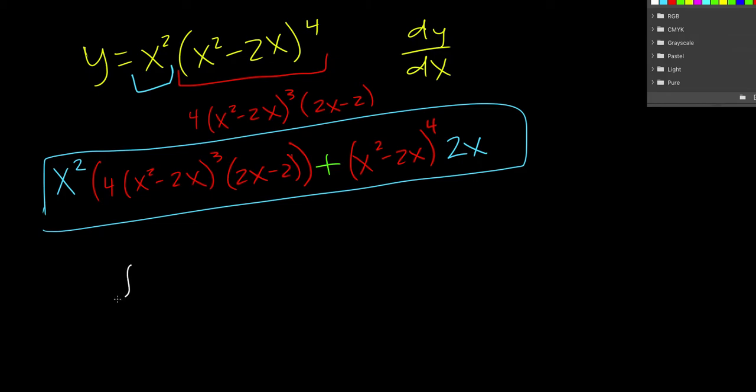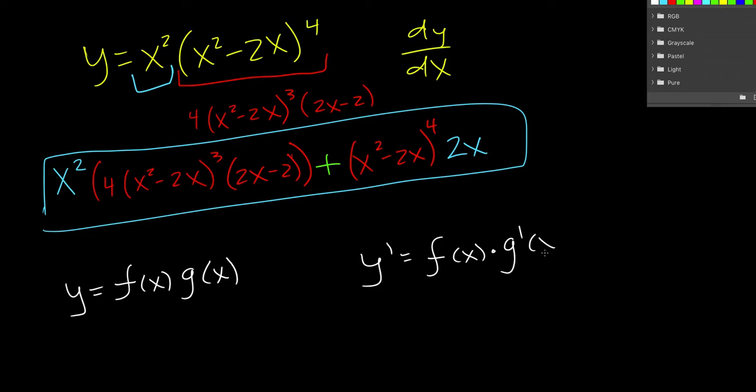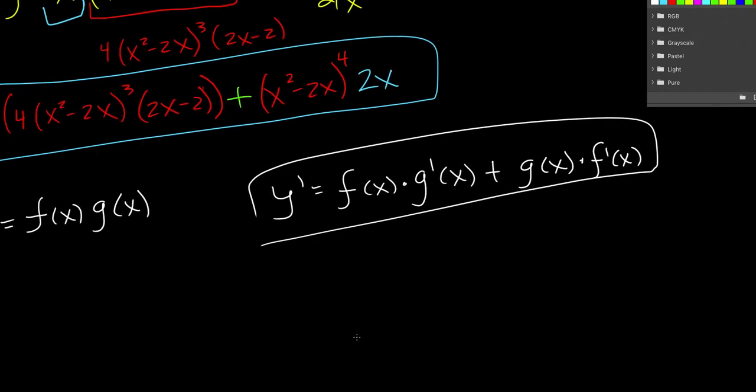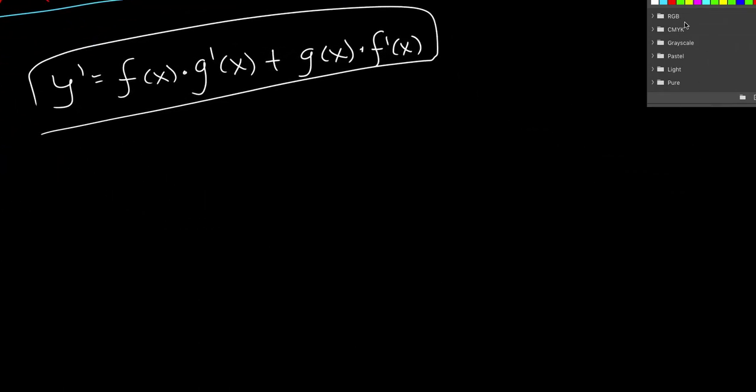But if we're doing f of x times g of x, and we call that y, then y prime is equal to f of x times the derivative of g of x plus g of x times the derivative of f of x. So that's the formula we just used. Maybe I'll keep that on the screen for this next one.